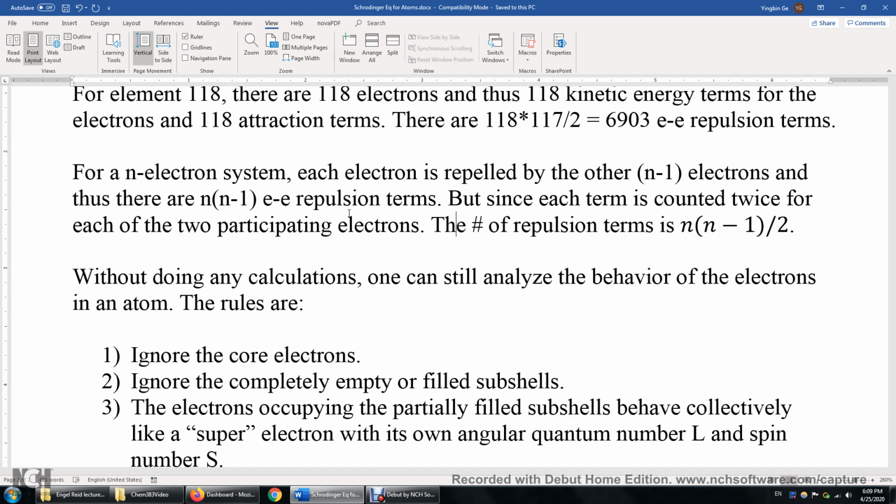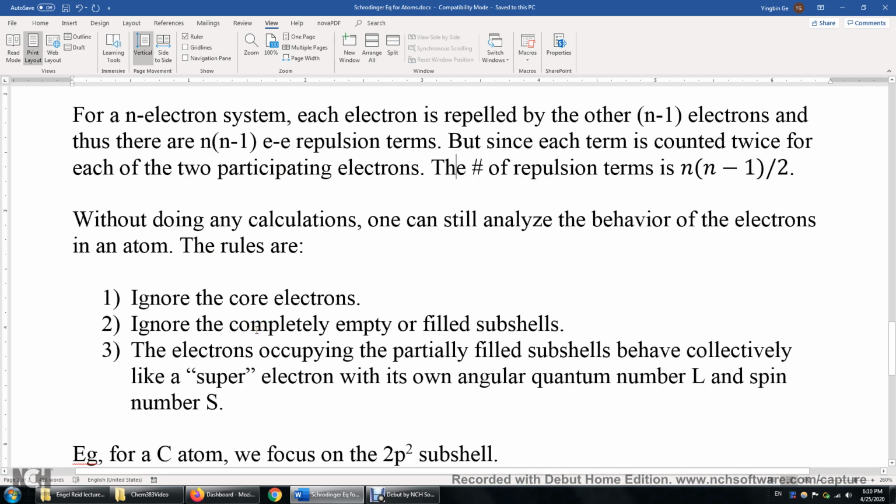And second, you may safely ignore the completely empty or completely filled subshells. In general, this is just to simplify the situation. If you have a carbon atom, ignore the 2s2 subshell because it's completely filled. And also, you may safely ignore the 3s, 3p, 3d orbitals because they are empty. So we just focus on the 2p orbital of the carbon atom. There are 2 electrons there. The 2p orbitals are partially filled.